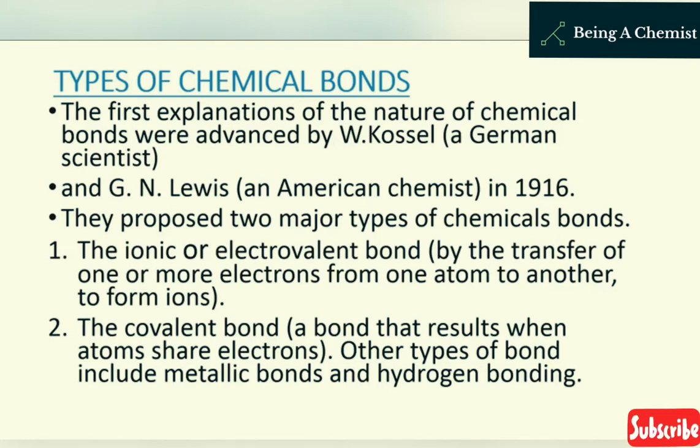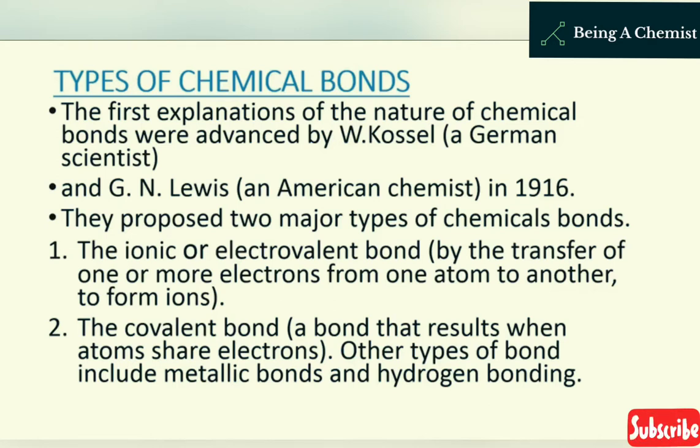The second type of chemical bond that was proposed by the two scientists, that is W. Kossel and G.N. Lewis, was the covalent bond. It is a bond that results when atoms share electrons. So what does it mean? It means that if a bond is formed as a result of sharing of electrons between two atoms, it is known as a covalent bond.